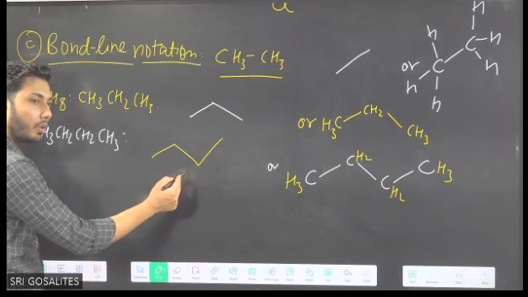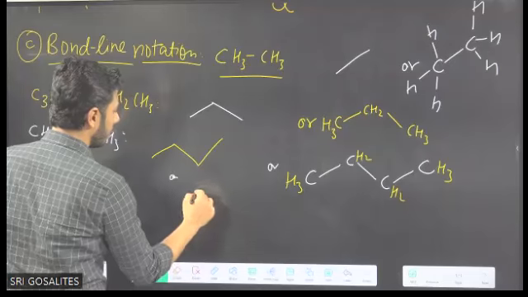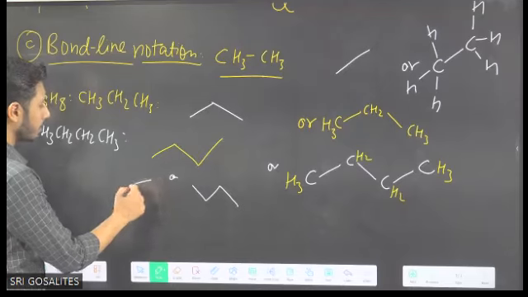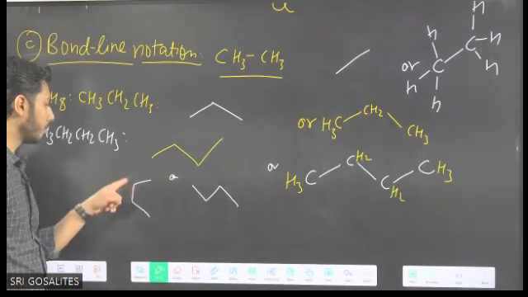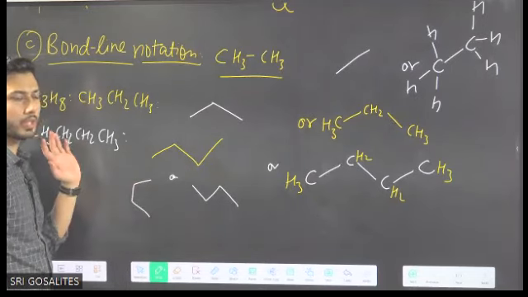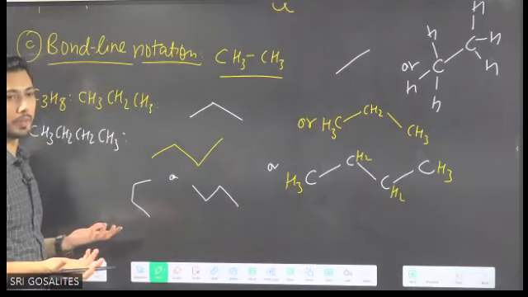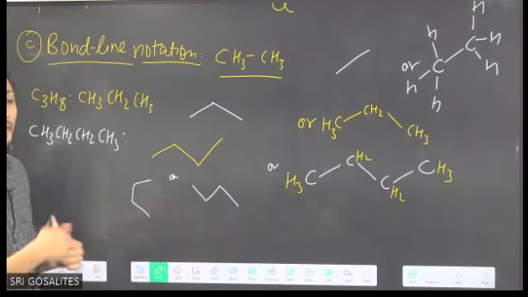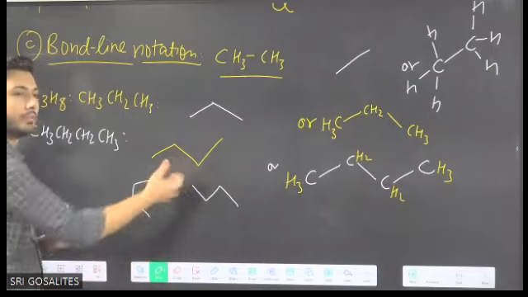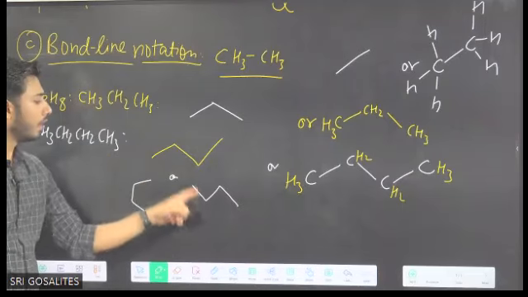Can we write it like this also? Yes. Or you can write anyway. Bond line notation, you can write it like this also. Correct. You can write it like this also. It is also correct. CH3, CH2, CH2, CH3. Any of the representation is correct. Starting point, ending point, carbon. Each vertex is carbon. Any way is right. Main thing is, once you understand it, you can write it anyway. Basic point, starting point, ending point, carbon. Vertexes are carbon.